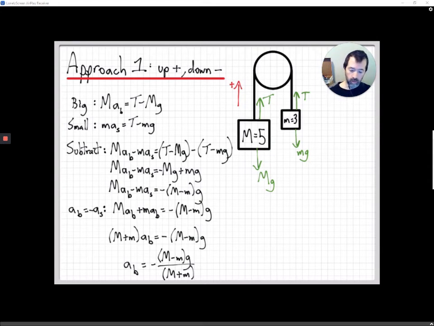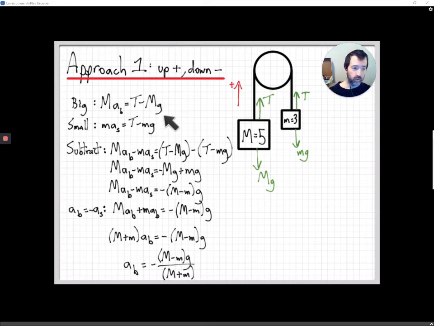So I've written out forces for both of the objects. For the big block, mass times acceleration. I said A sub B, B for big. And there's two forces acting on that block. There's tension going up, there's its weight, big mg, going down. And then I did the same thing for the little block. Mass times acceleration, tension up, gravity down.